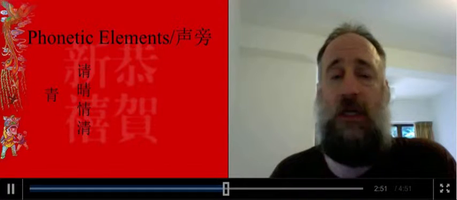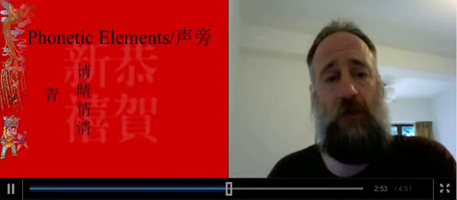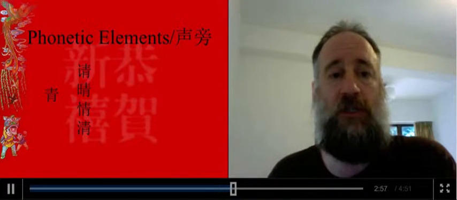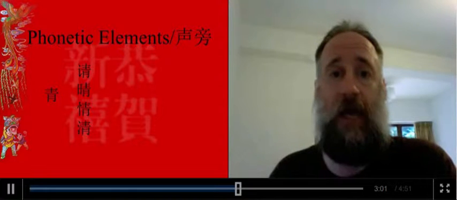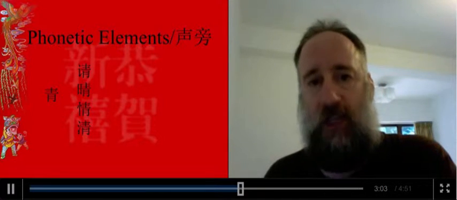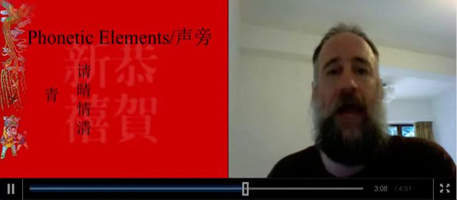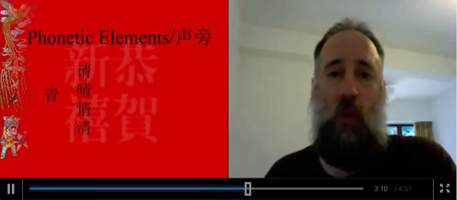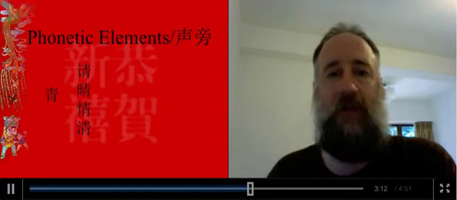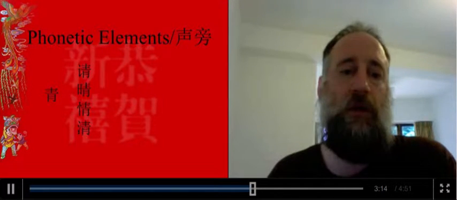Here's an example. Qing, first one, qing, as in to invite, the language radical and the sound element. Next one, qing, qingtian, clear day, the sun radical and the qing sound element. Qing, emotions, the heart radical and the sound element. And qing, the water radical and the sound element, meaning clear.